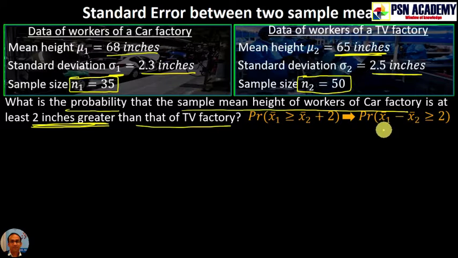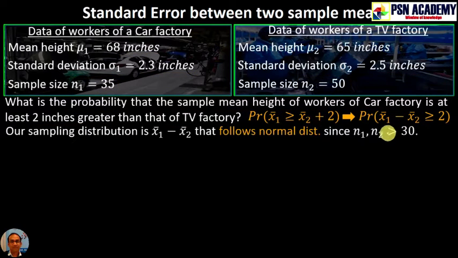That means the difference between these two means is greater than or equal to 2. So our sampling distribution will be x1 bar minus x2 bar, and this difference is our data point now, because we are dealing with two populations and we are having two sample means. That is why we are not interested in a single x1 bar or x2 bar, and we are trying to compare between these two sample means. That is why the difference matters to us. And we assume that this difference follows normal distribution.